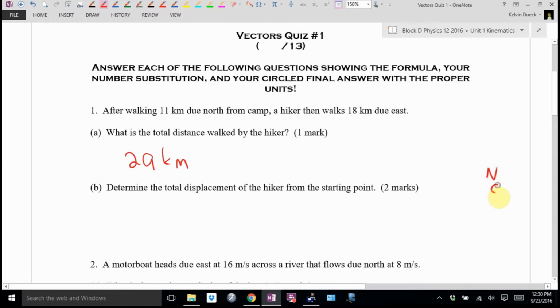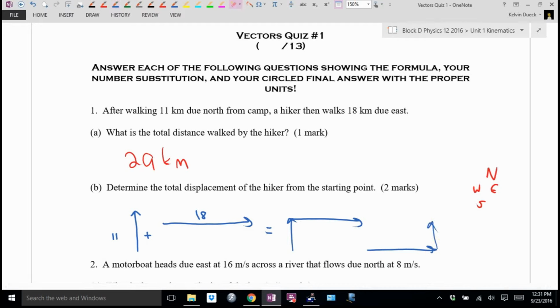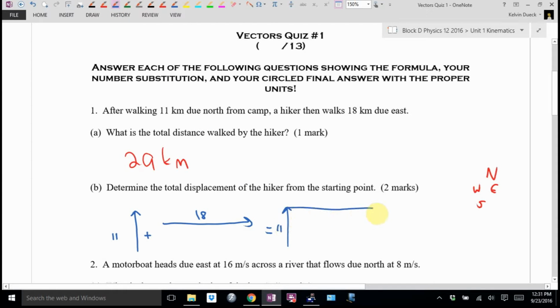Displacement, I will draw a quick compass rose here. And I think if I do that, I'm going to have 11 north plus 18 east. I want to add these together. Gilun, how am I going to draw them? Tip to tail. So you can either draw it 11 and then 18, or you can draw it 18 then 11. You'll get the same magnitude, and you'll get the complement of the angle. Since I drew the 11 first, I'll draw it first. 11, 18. Here is the displacement.